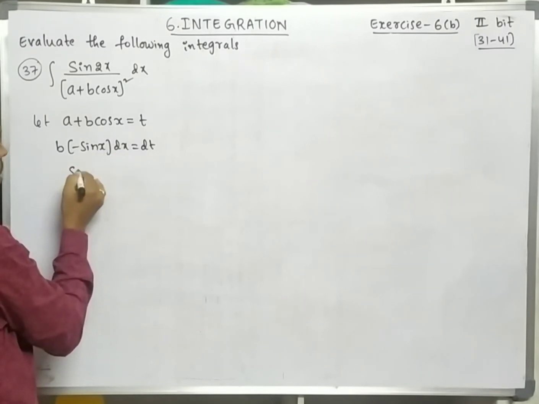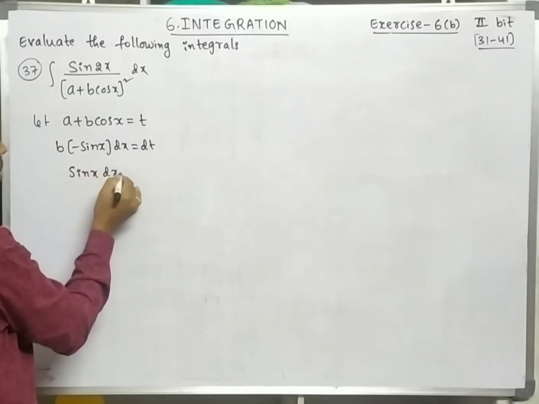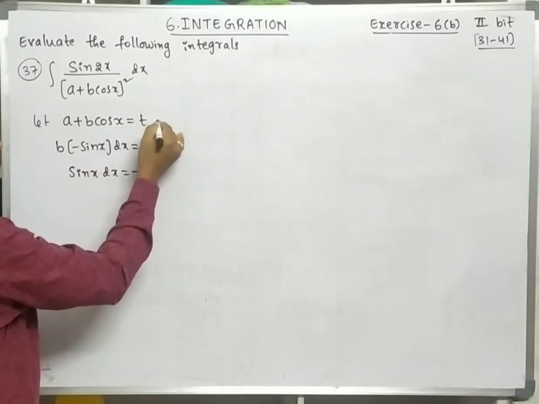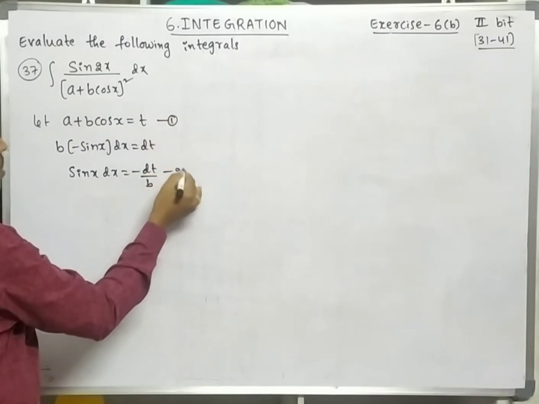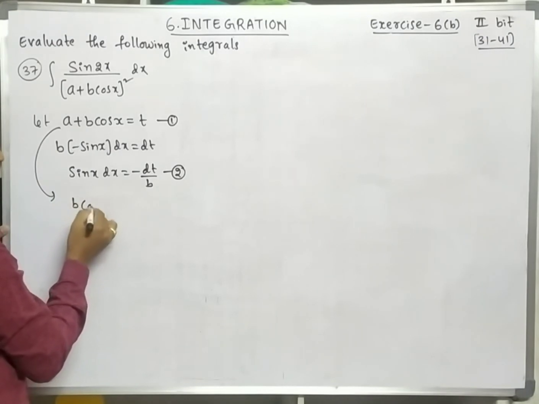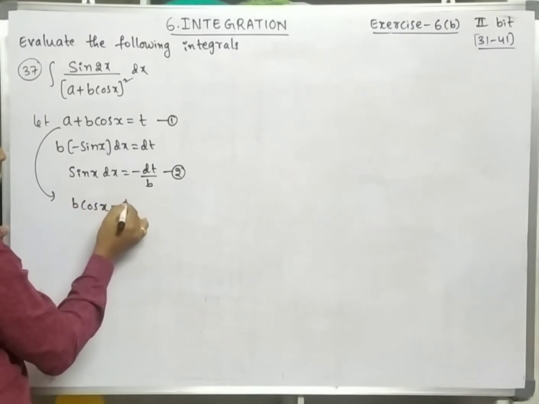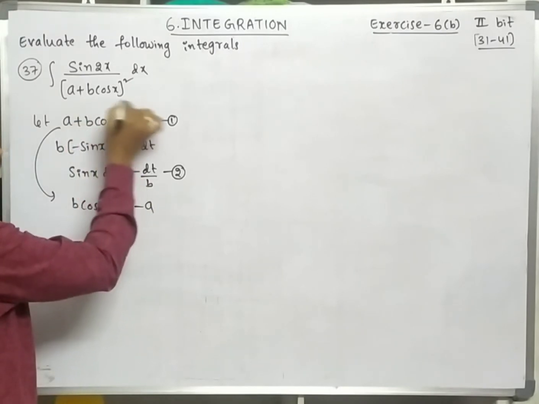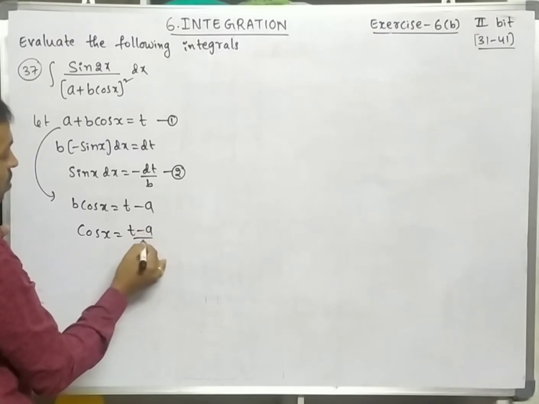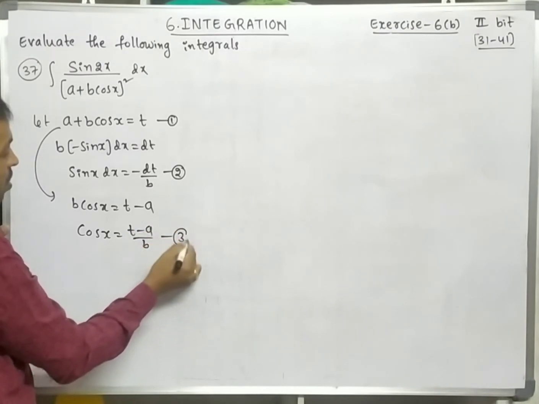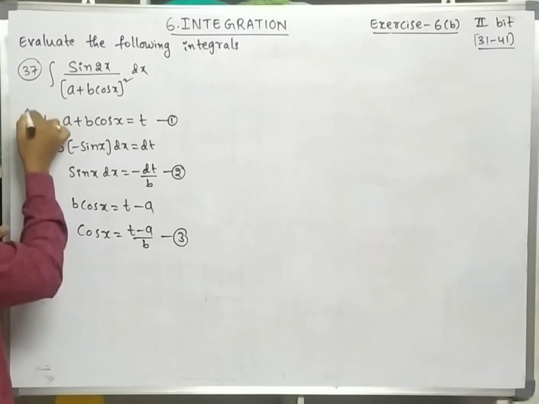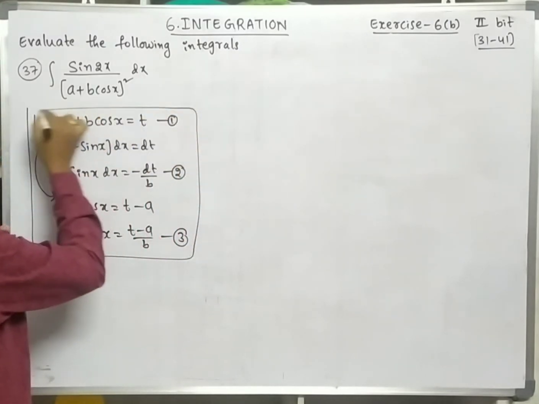sin x dx is equal to, bringing b to this side, minus dt by b. So this is 1, this is 2, and from this I am writing b cos x is equal to t minus a, and cos x is equal to t minus a by b. Cos x value is t minus a by b. Okay, so these are the substitutions.